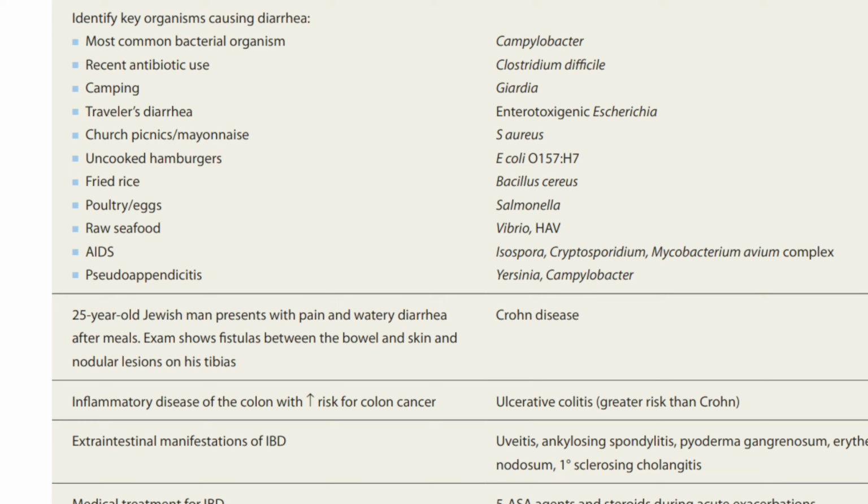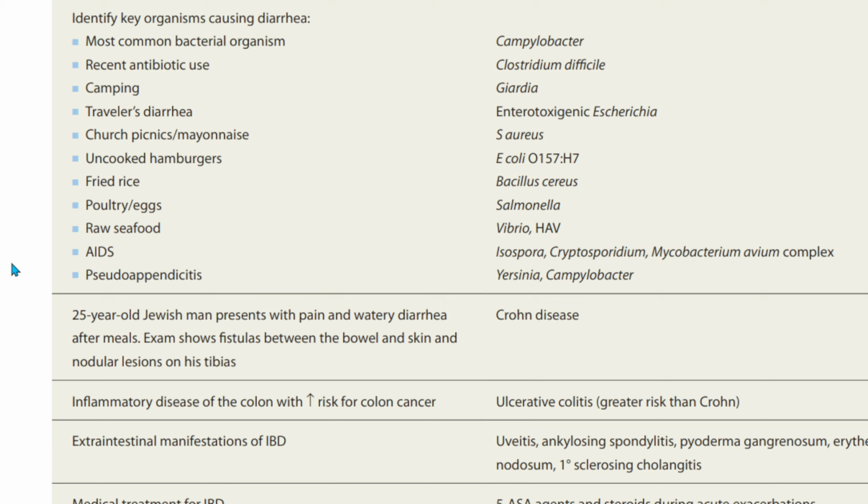Fried rice or uncooked rice: Bacillus cereus. Poultry and eggs: Salmonella. Raw seafood: Vibrio and hepatitis A.